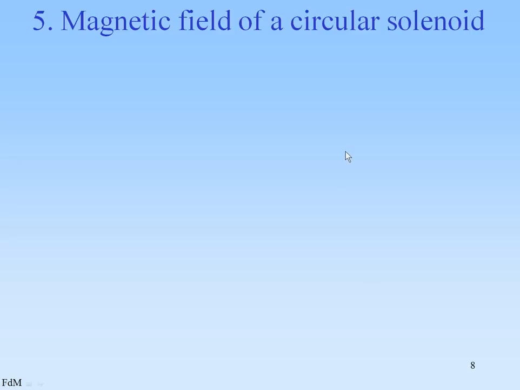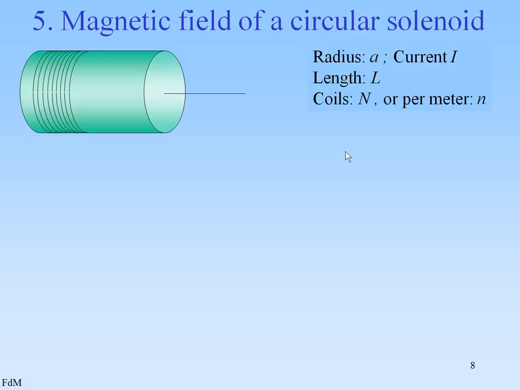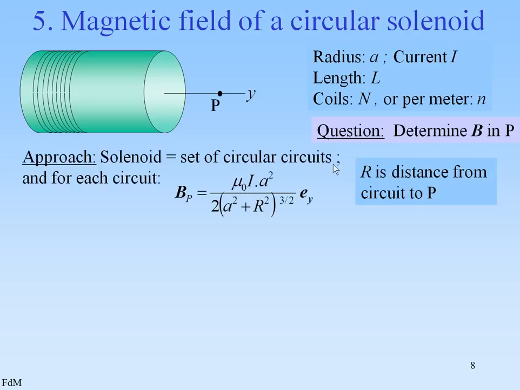Topic 5. Magnetic field of a circular solenoid. Here it is: radius a, current I, length L, and the number of coils per meter is n. The question is, determine B at point P. The approach is, a solenoid is in fact a set of circular circuits, and for each circuit we derived that B_P is equal to mu naught times the current times the radius squared divided by 2 times a squared plus r squared to the power 1.5 times the y component.